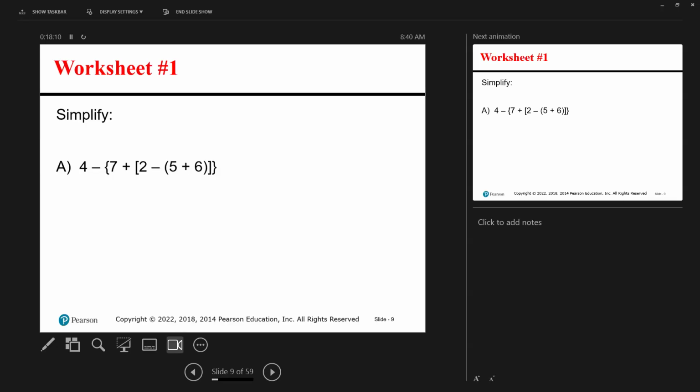Right. So the additional questions, hopefully you had a chance to try these on your own. Worksheet number 1, we've got 1A. We have 4 minus brace, 7 plus bracket, 2 minus parentheses, 5 plus 6, parentheses, bracket, brace. So we have a bunch of groupings here. We go to the innermost grouping.